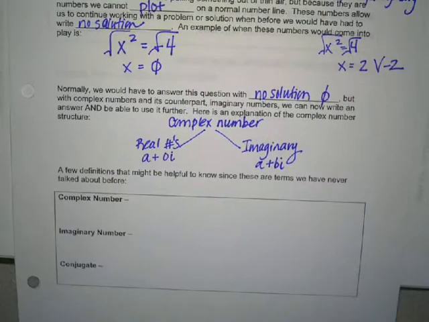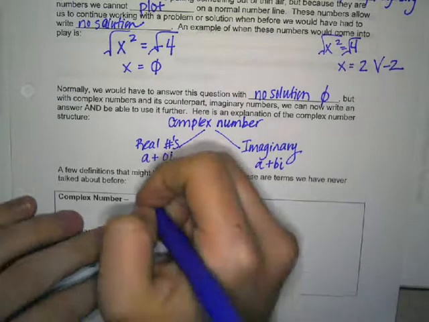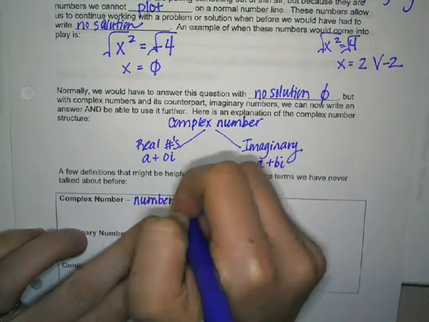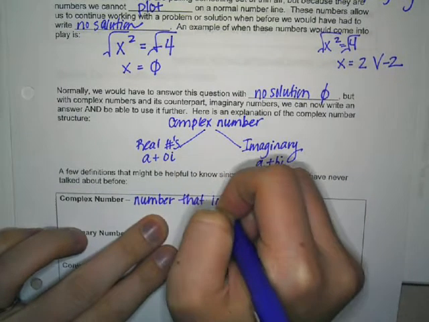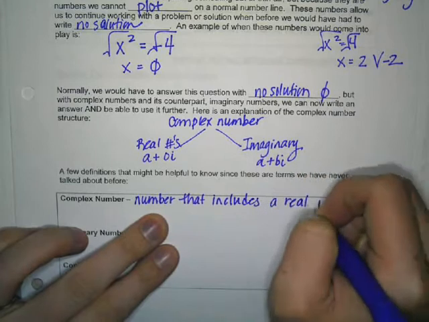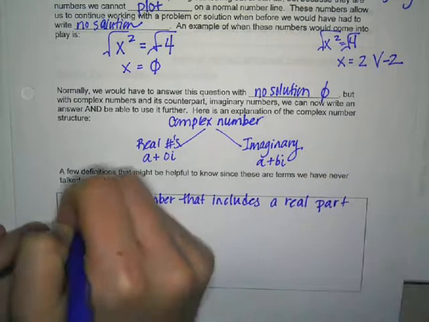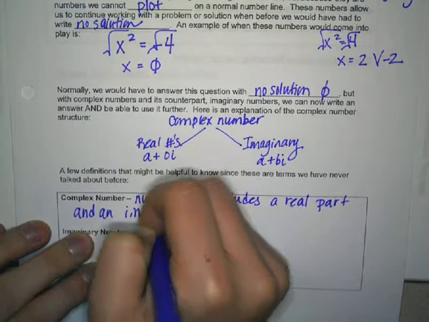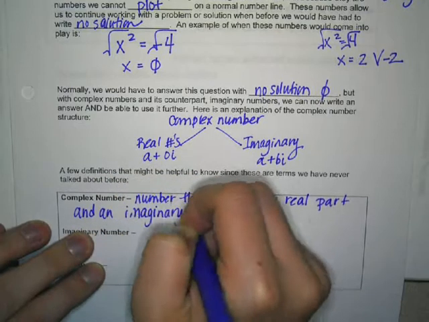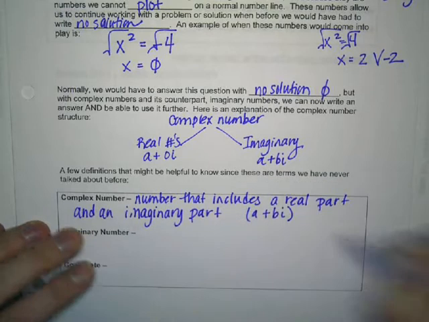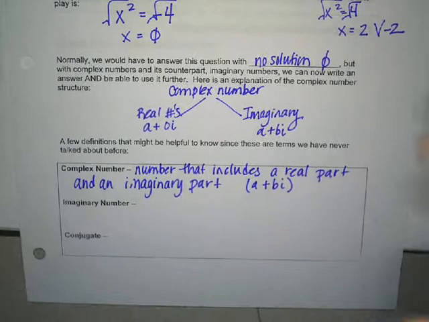A complex number is a number that includes a real part and an imaginary part. A plus bi. And it can be a plus or minus. It doesn't have to always be a plus.